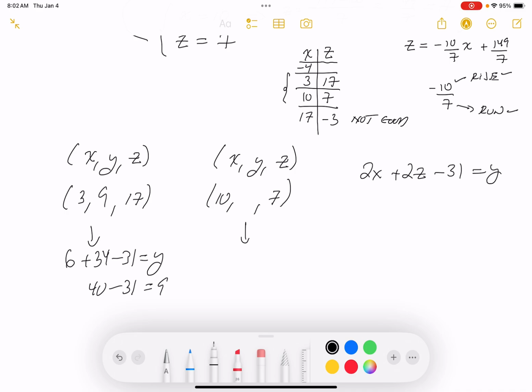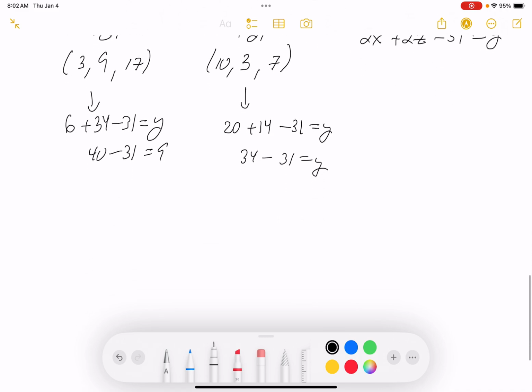Let's do this one over here. What do you get there? 20 plus 14 minus 31 is equal to y. You get 34 minus 31 is equal to y. y would be equal to 3. All right? So let me see if I can answer their question now. I'm not going to write down the sentence, but let me read that again: in how many different ways can this be paid out? There's 2 ways.